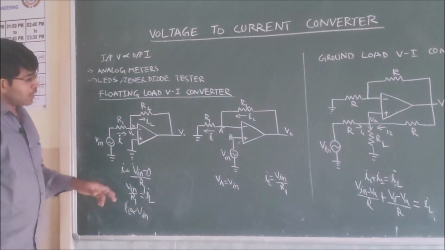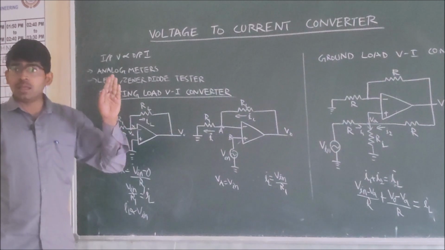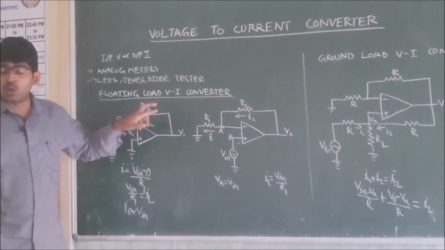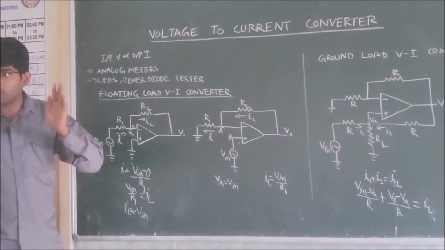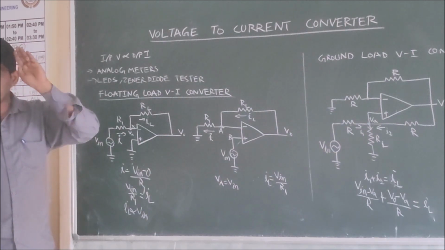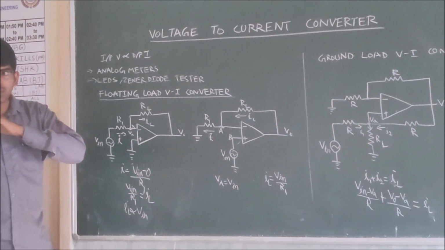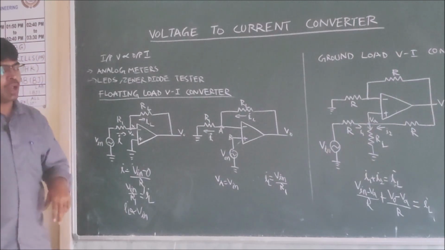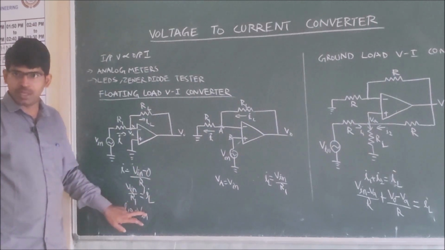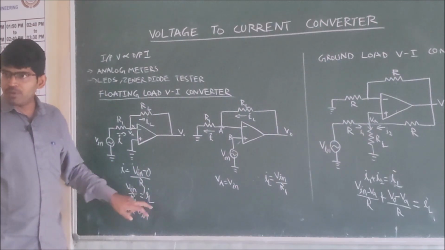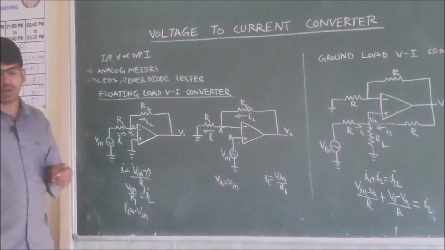That means the output current is not depending upon the load resistor. Even though you change the load resistance from 1 kilo ohm to 2 kilo ohm to 1 mega ohm, the output current is not being affected. The output current depends on the input voltage Vin. That's why we call this a voltage to current converter.